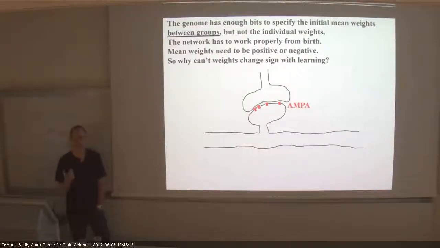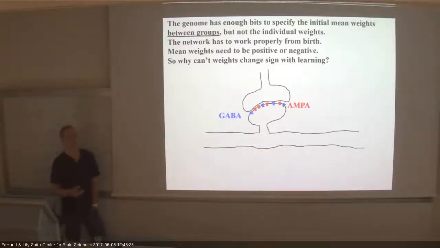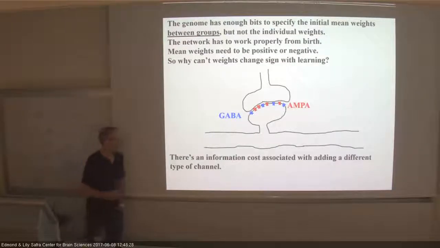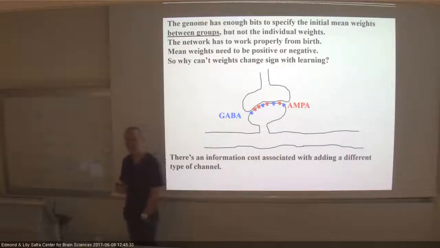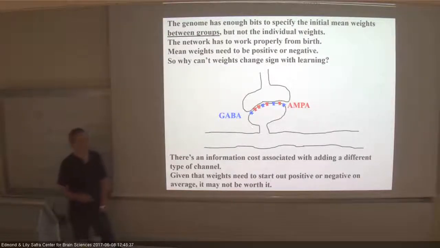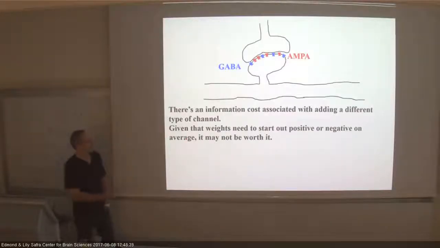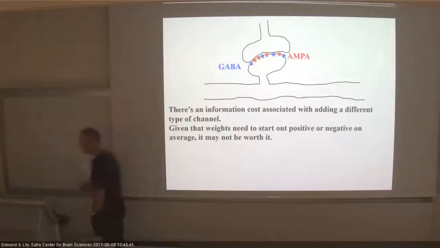If you want to make it inhibitory or make it change sign, the way biology works, and who knows where this constraint came from, you kind of have to add other receptors, right? And there's an information cost in the genome of doing that, on the order of a bit times something. So let's add that. Given that weights need to start out positive or negative in the average, it just may not be worth it. Okay? It's a bit of a stretch, but I think it's got potential.